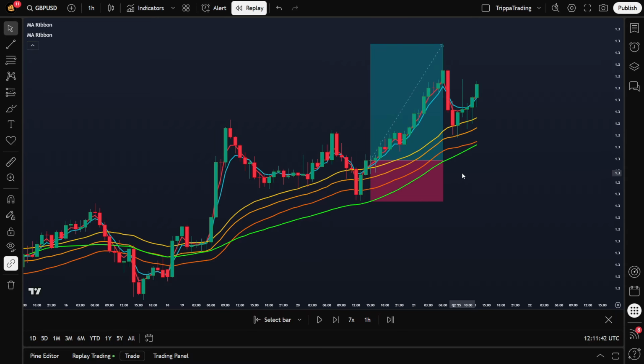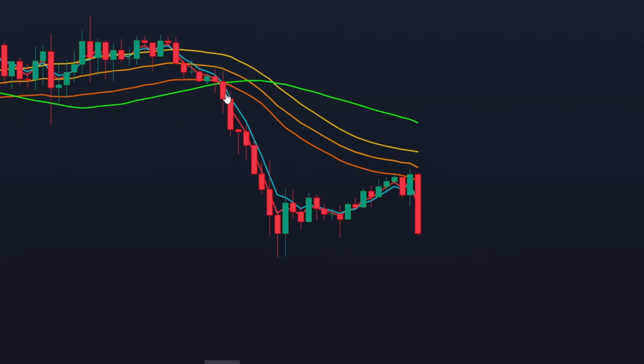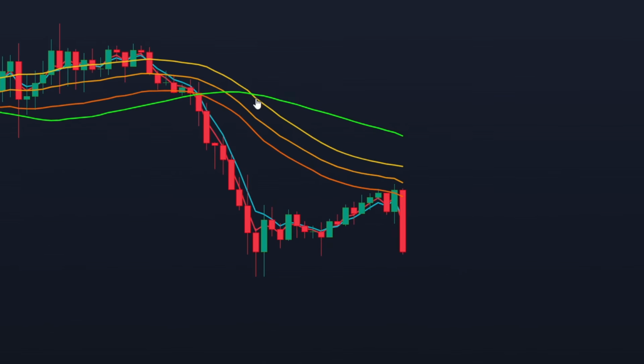Now let's look at the sell setup. It's basically the opposite. When price goes below the green line, that's our first sign that a downtrend might be starting. Then wait for the ribbon, those 3 EMAs, to also go below the green line. When all three are clearly below, it confirms that sellers are in control.